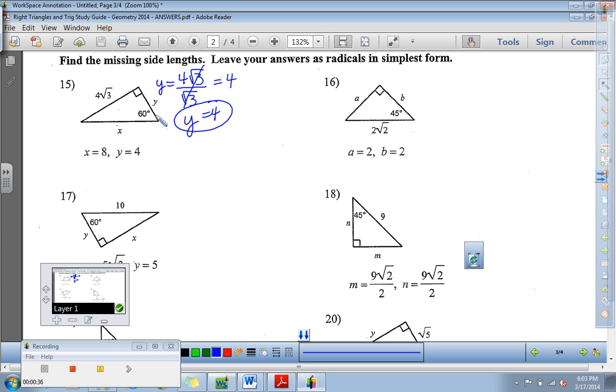And then to go from the short leg to the hypotenuse, you multiply by 2. X is our hypotenuse, so we take the short leg, it's 4, and multiply it by 2, and you get 8. So x is equal to 8.